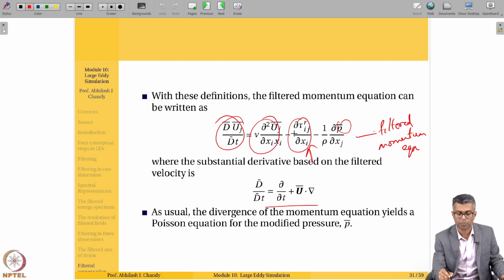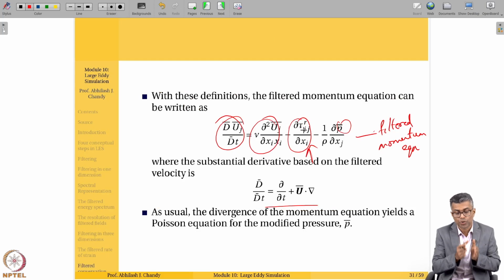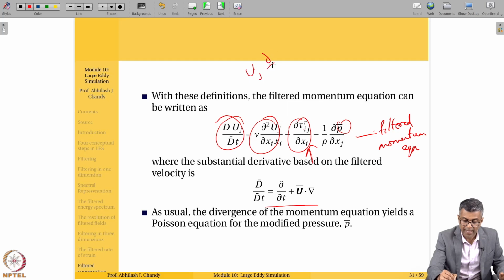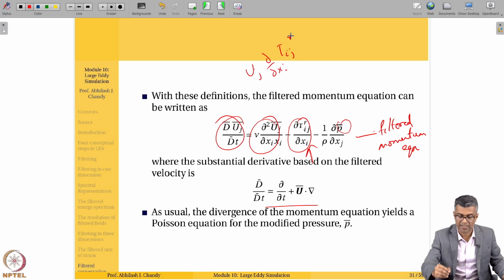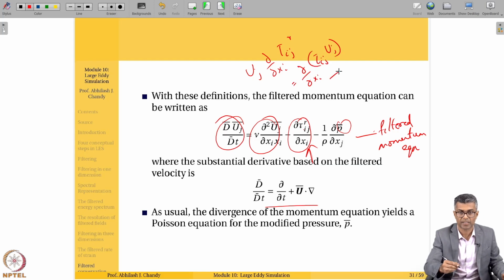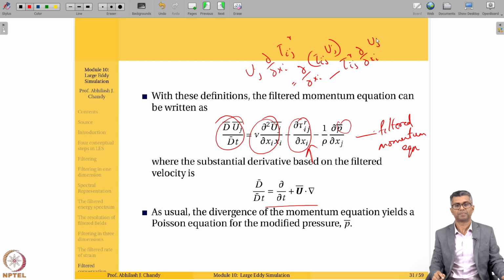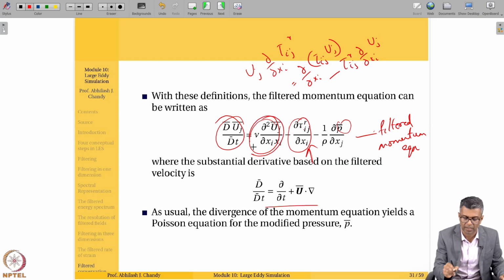if I'm multiplying this τij term by uj, now I have uj times ∂/∂xi of τij^r. I can write this as ∂/∂xi of τij times uj minus τij^r times ∂/∂xi of uj. So I'm just using the chain rule. I do the same thing here as well.